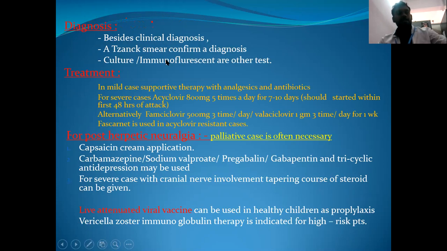So diagnosis, basically, is a clinical diagnosis. We can also do a Tzanck smear to see multinucleated giant cells, and we can also consider doing culture and immunofluorescence test.